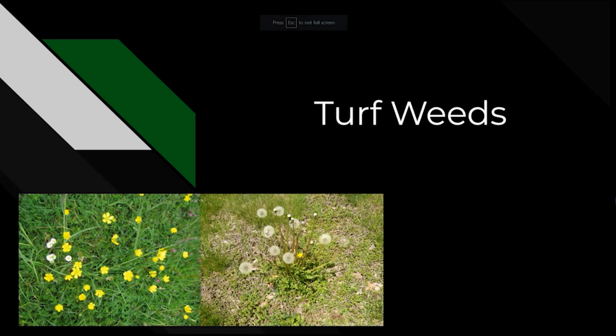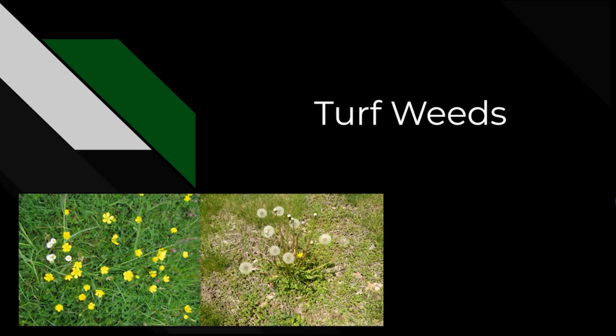In today's presentation, we are covering turf weeds, or weeds which grow within a turf surface. This can be anywhere from the sports pitches, within the stadiums, the golf courses, the amenity lawns, and home lawns.